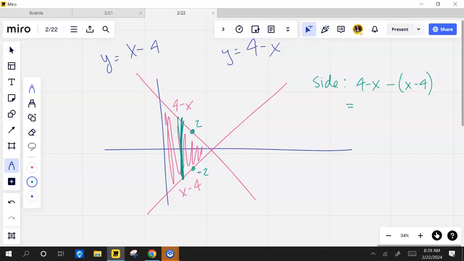All right, so this ends up being negative 2x plus 8. So that means the area of a square is negative 2x plus 8 squared.